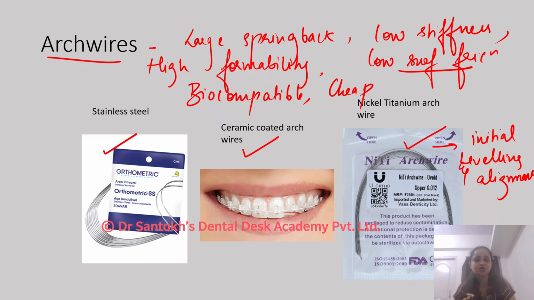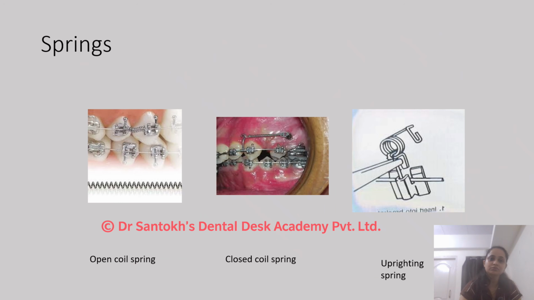Next, coming to another active component of fixed appliance, which are the springs. So these are the springs. You can see open coil springs. You have kept a spring between these two teeth, which will open up the space between these two teeth. So this is known as the open coil spring.